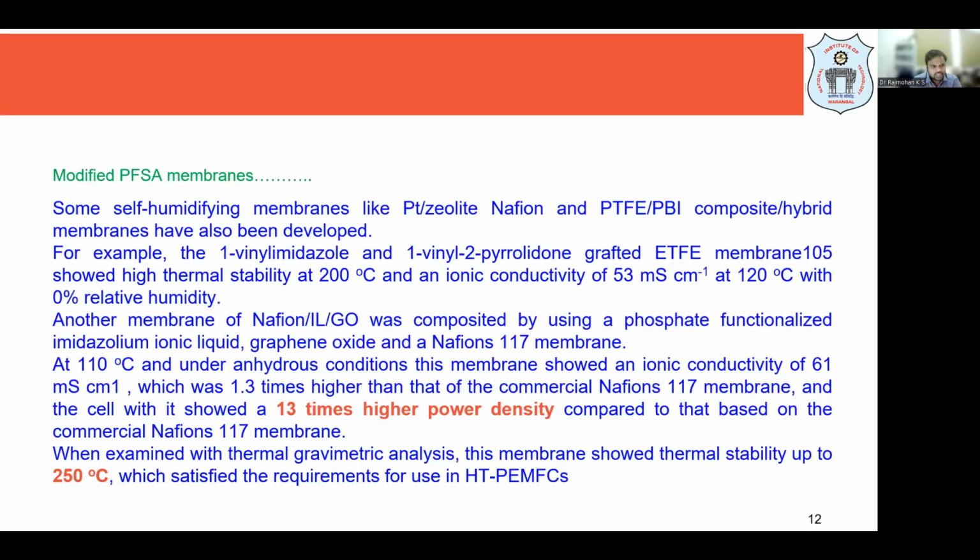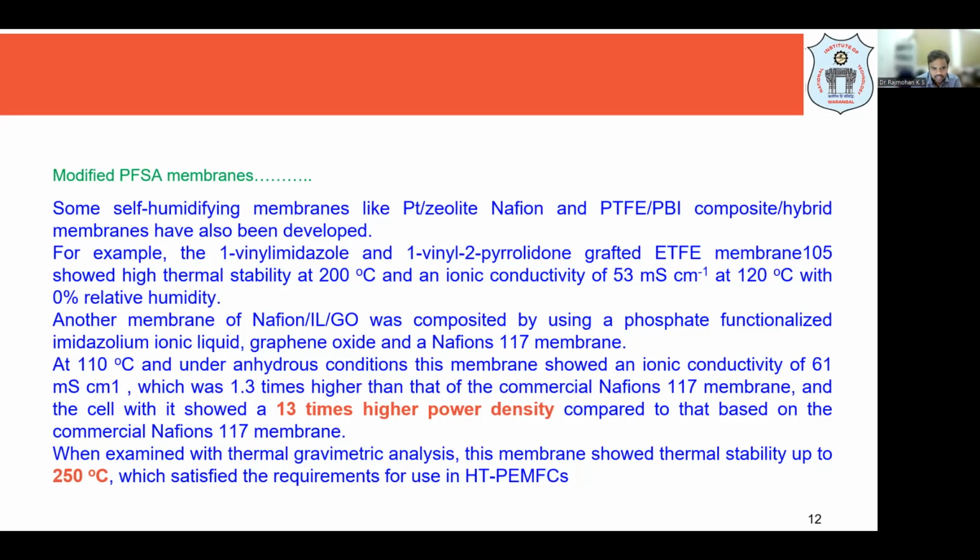Even some membranes such as self-humidifying membranes like platinum on zeolite Nafion, PTFE and PBI composite, and hybrid membranes have also been developed under this category. You can see some examples which have ionic conductivity of 53 millisiemens per centimeter at 120 degrees Celsius with 0% relative humidity. It can operate even at a high temperature of 200 degrees Celsius, where it possesses high thermal conductivity. So what is the difference here? 1-vinylimidazole and 1-vinyl-2-pyrrolidone grafted ETFE membranes have been used.